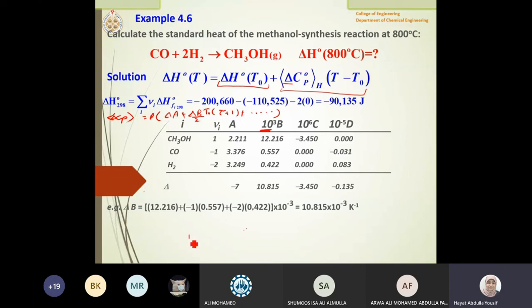The sample calculation is for delta A. According to the definition, delta A is the summation of the stoichiometric number times A_i. So I take 1 multiplied by 2.211, minus 1 times 3.376, minus 2 times 3.247. That's basically the value of delta A. Same thing with delta B: it is 1 times 12.216, minus 1 times 0.557, minus 2 times 0.422. But keep in mind, you will multiply by 10 to power -3, because B is in 10 to power -3. And you do the same thing for C and D. You will get all the values, and then you just substitute.